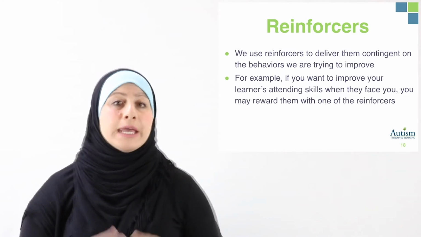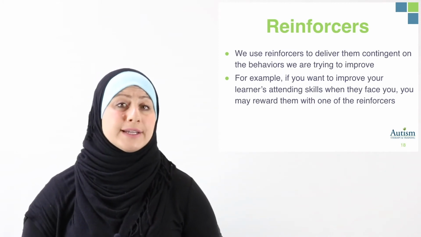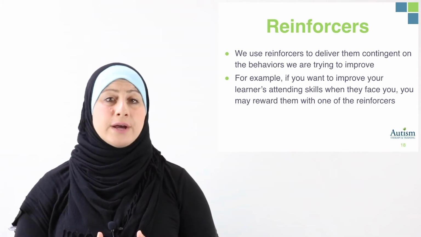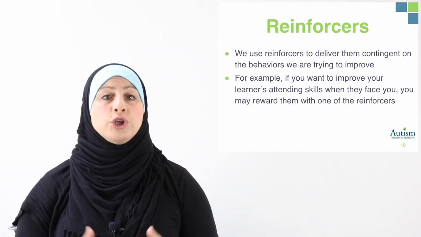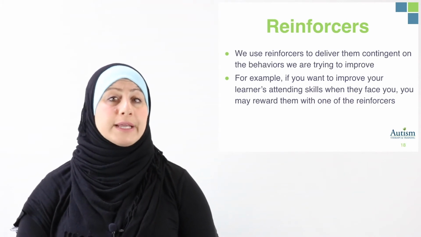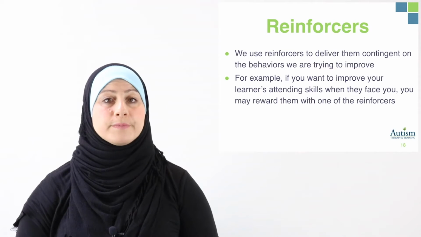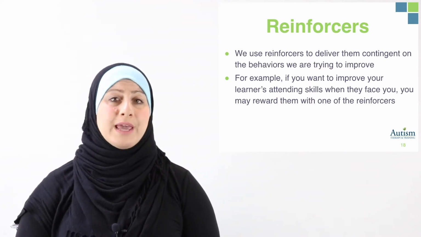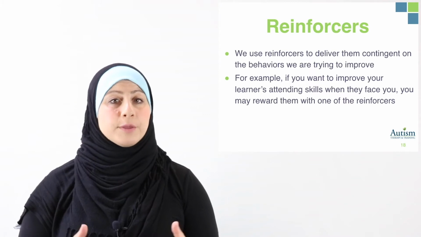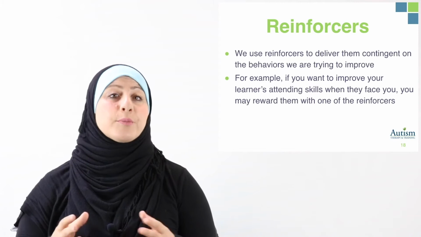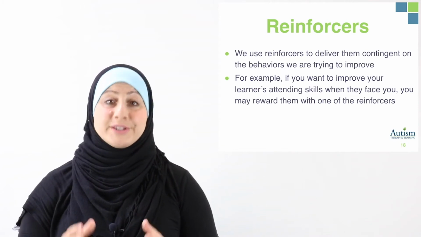For example, if you want to improve your learner's attending skills, when they face you, place their hands down and make eye contact, you may reward them with one of the reinforcers I have mentioned above, like a sticker or a sip of juice. By using the reinforcer, you will likely increase the behavior over time. If the behavior increases and occurs independently, then the process of reinforcement has occurred.